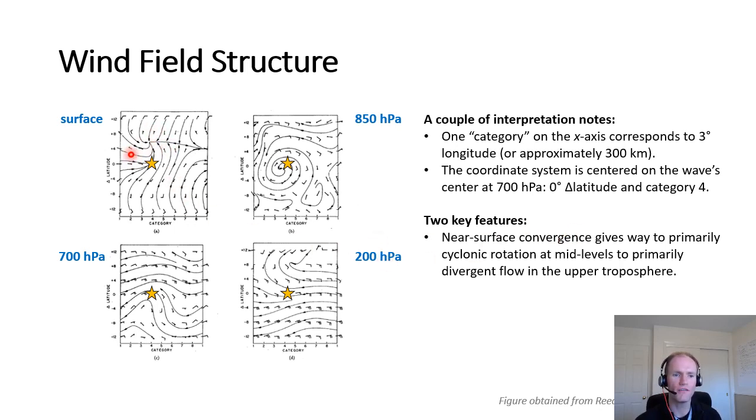So we have low-level convergence that gives way to cyclonic rotation at mid-levels, and then divergence and upper-level anticyclonic rotation here at 200 hectopascals. Noting that this yellow star is the wave center at 700 hectopascals, note how the wave center at 850 is a little bit to the left, or to the west, of that at 700 hectopascals. So just as we saw in our previous diagrams, the wave tilts to the east as you go upward, especially within the lower to middle troposphere.